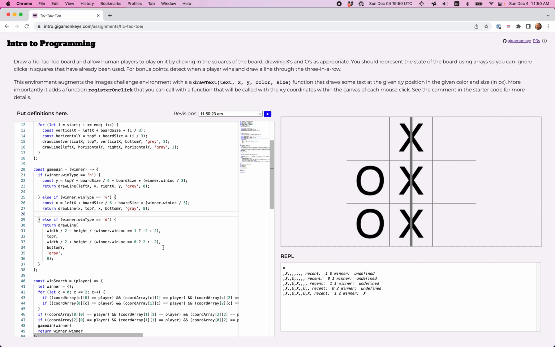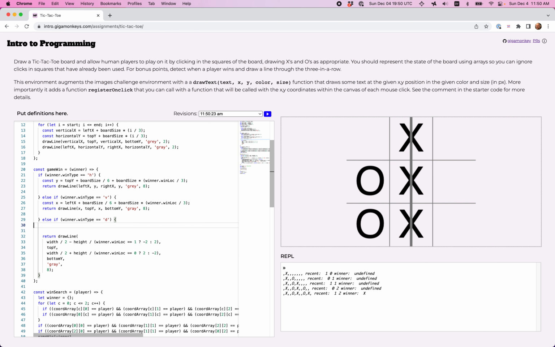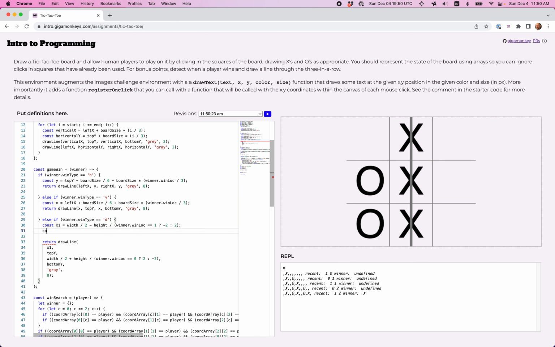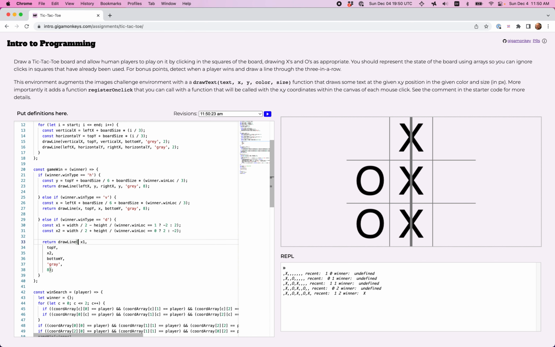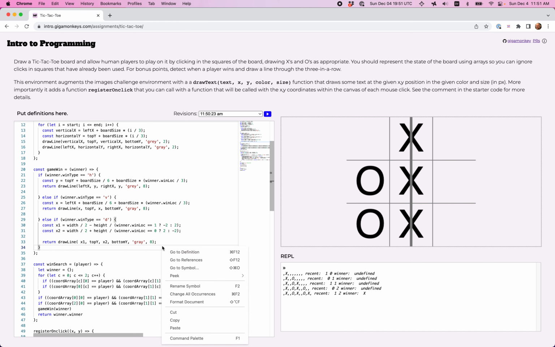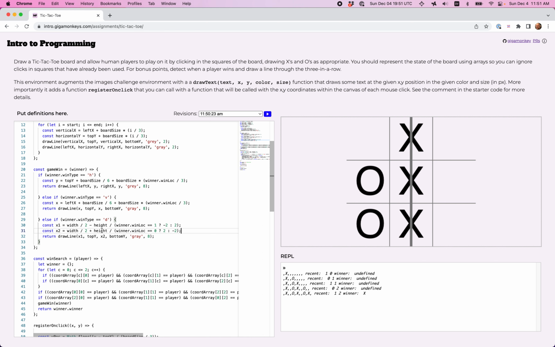And then finally the diagonal is a little more complicated, but just to keep things on one line, I'm going to define some variables. And then x2, join, reformat.